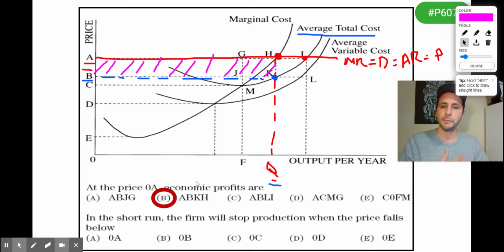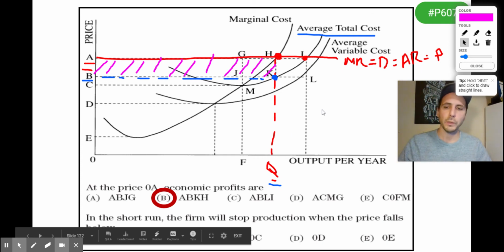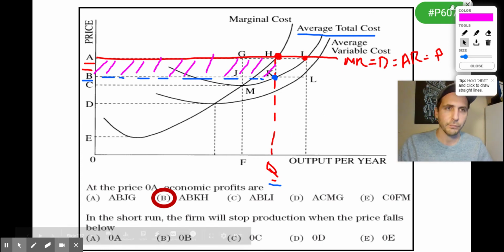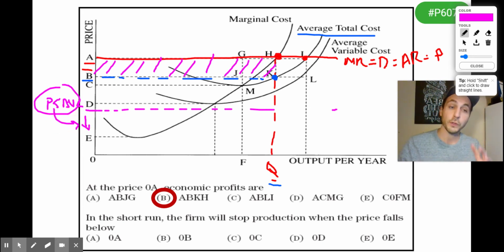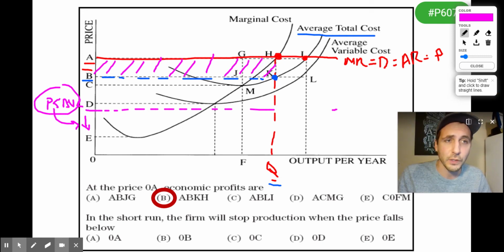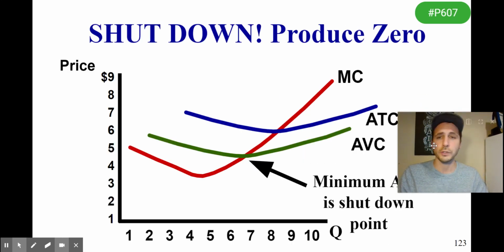Okay, so next question is, in the short run, the firm will stop producing when price falls below what? Well, I know as soon as price falls below AVC, right? When price is less than AVC, that's when I'm going to shut down. So when does that happen? Well, here's the average variable cost here. Price is going to have to fall below D somewhere in order for price to be lower than AVC, or in other words, in order for the losses to be greater than the fixed costs. So the answer is going to be 0D. Just another way to answer that same question.